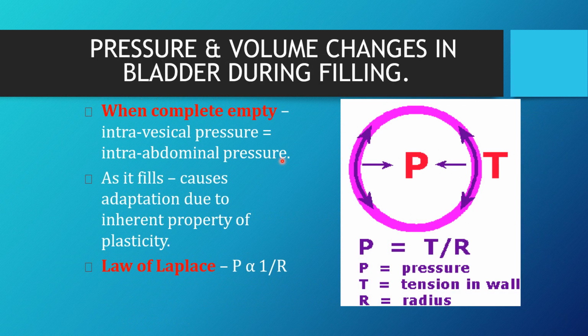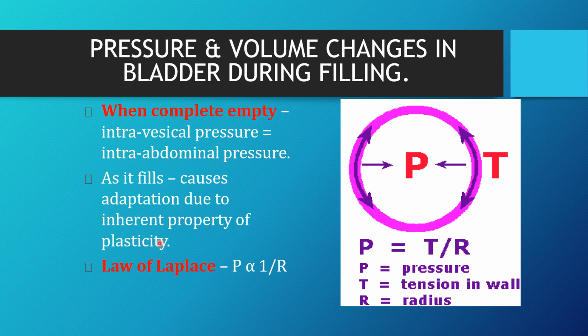And we will see some pressure volume changes in the bladder during filling. When the bladder is completely empty, the intravesicular pressure is equal to the intra-abdominal pressure. Intravesicular means inside the bladder. As it fills, it causes adaptation due to an inherent property of plasticity. This is very, very important. This is an inherent property of smooth muscle, that is the detrusor muscle.